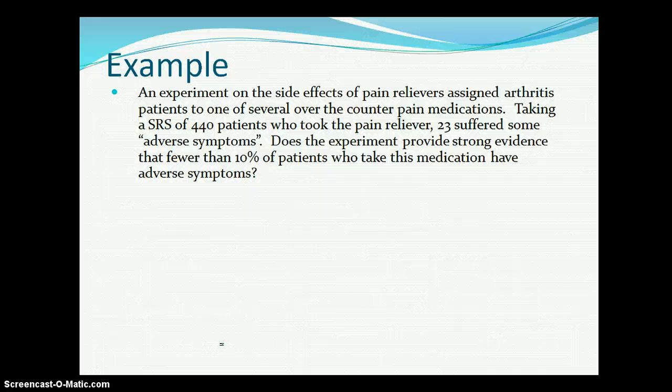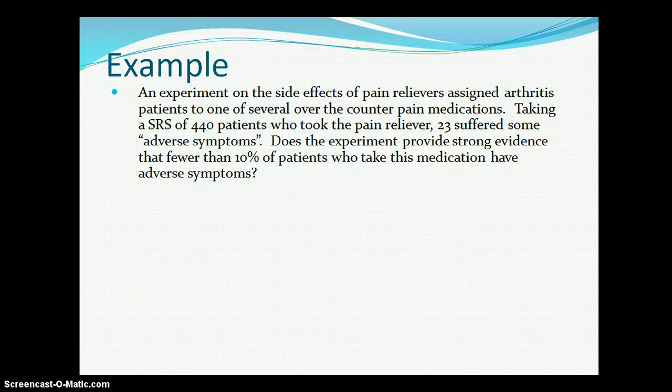Does the experiment provide strong evidence that fewer than 10% of patients who take this medication have adverse symptoms? So the thing that I find is the most important is at the very beginning to distinguish the difference between p hat and p, your sample proportion p hat and your population proportion p. So look at the problem right now and see if you can figure out which is which. Do you have it? Okay. Well, if you don't, I'll give you a hint.